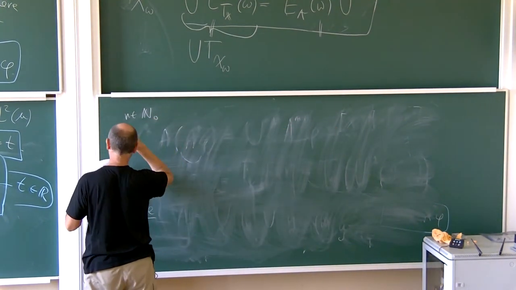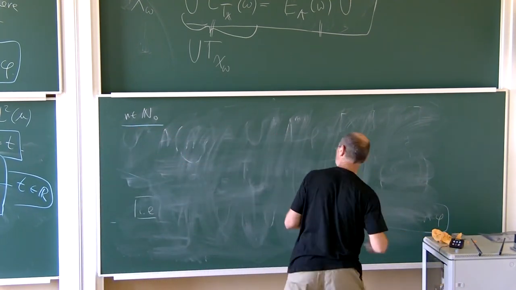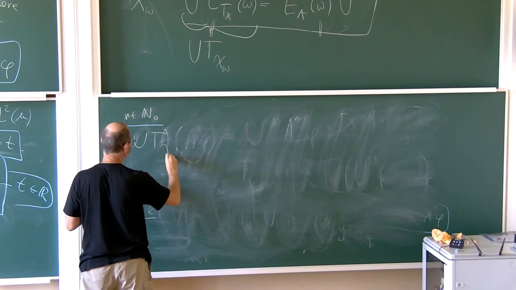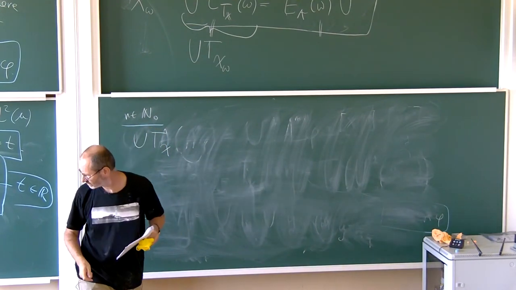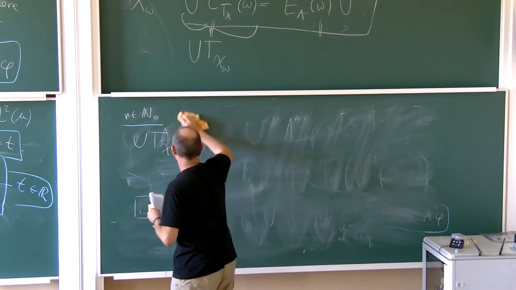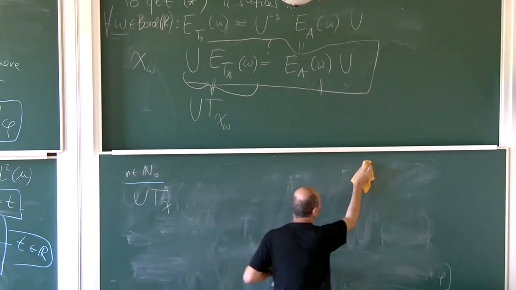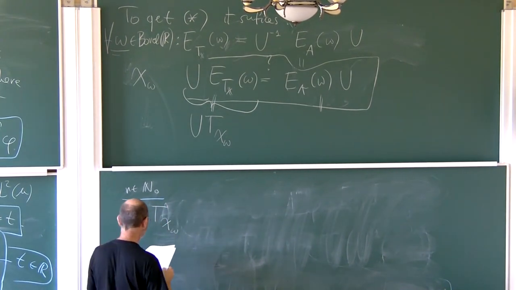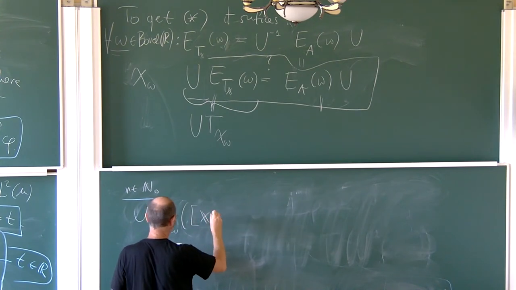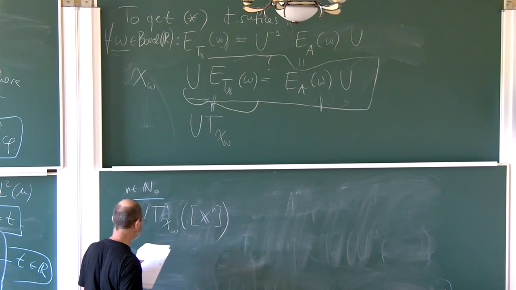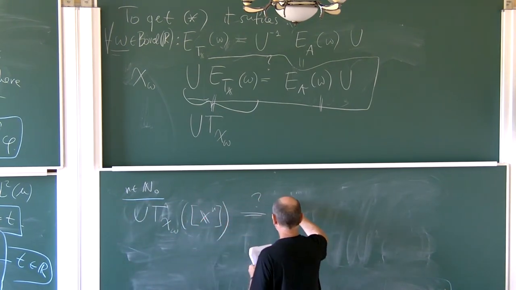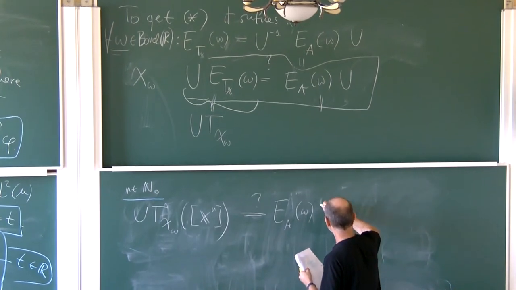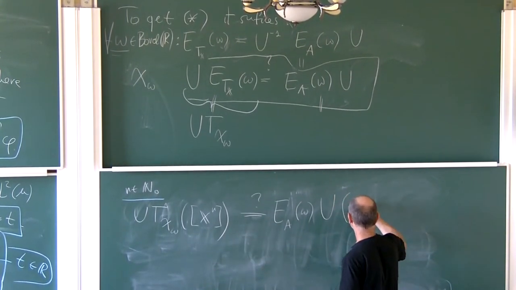So the question is now like this. We take n, and our question is whether u on t on the characteristic function of omega on the element x to the power n, the class of it, is it equal to a of e of a of omega on mu on the same element?